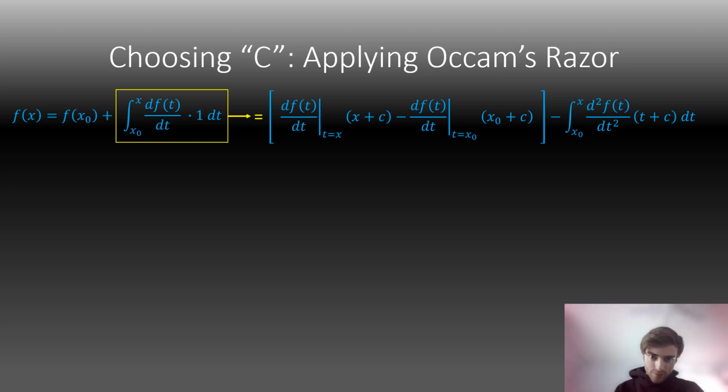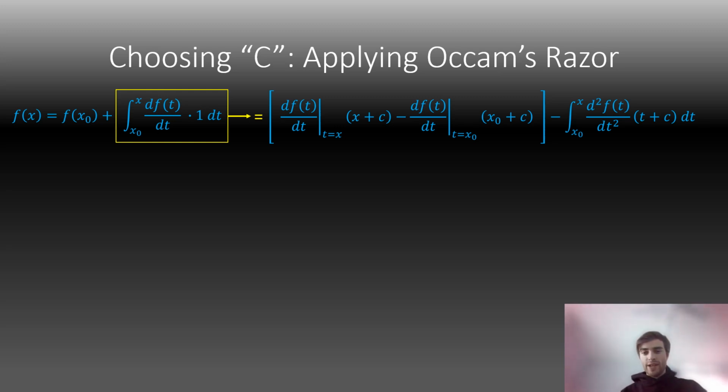So we could either choose negative x to cancel out the one on the left, or negative x naught to cancel out the one on the right. So which one do we want to use? Well, of course, using Occam's razor logic, we want to cancel out the one that causes the least amount of problems, or the more simple one.